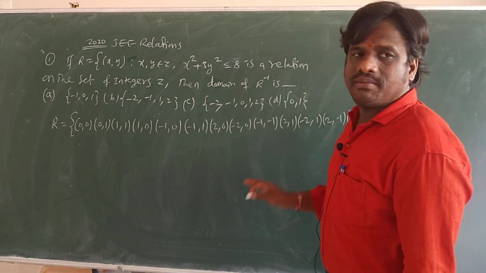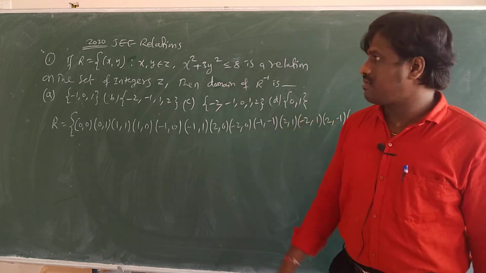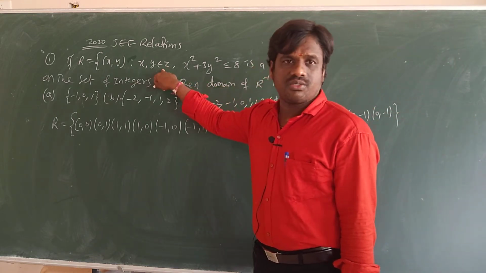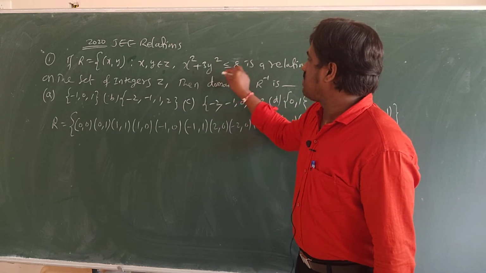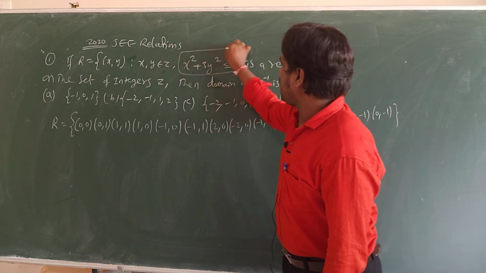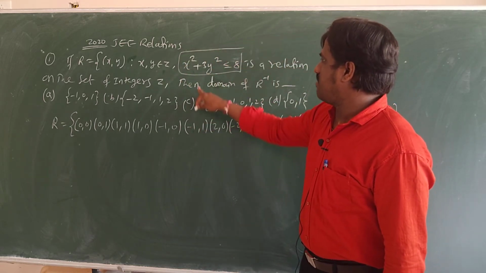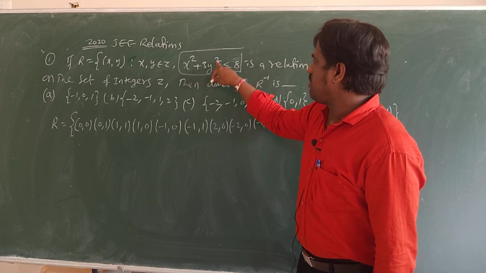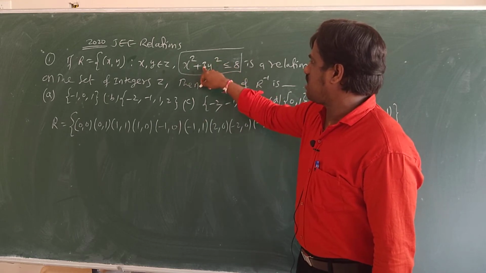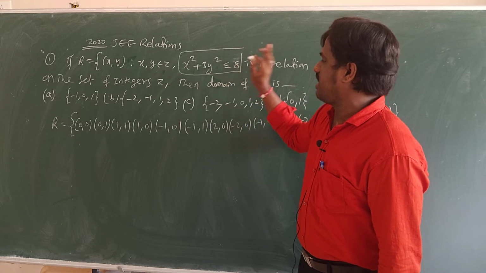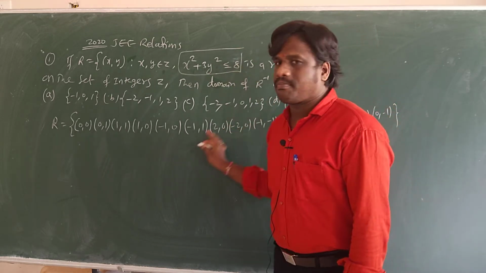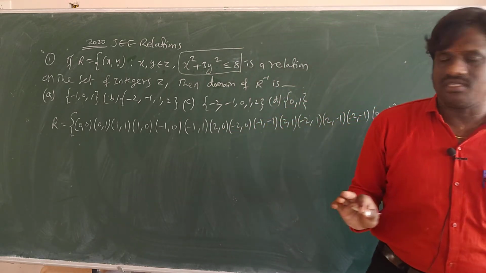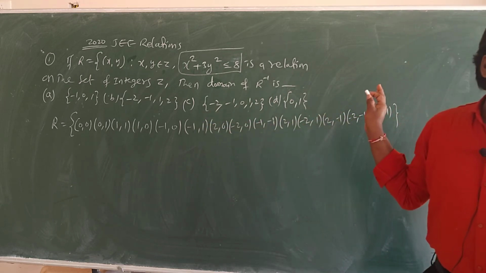So all these ordered pairs will be satisfied, because here it is integers. We should take x and y integers satisfying this inequality. Like here, if I take (-1, 1), minus 1 square is 1 and 1 square is 1 into 3 is 3, 3 plus 1 is 4, 4 less than 8. So like this, how many ordered pairs are satisfying the given condition? These all are satisfying.